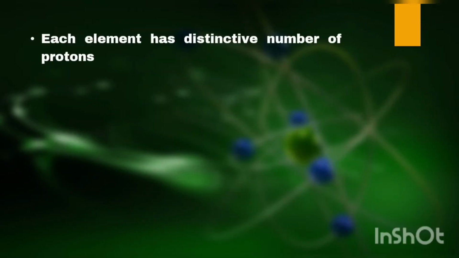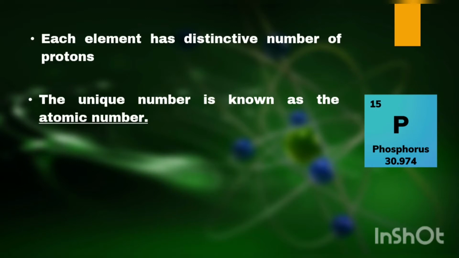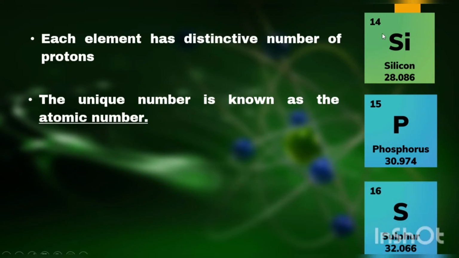Each element has a distinctive number of protons. The unique number is known as the atomic number. So therefore, we can say that the number of protons an element has is the element's atomic number. For example, phosphorus atomic number is 15 because it has 15 protons. Silicon's atomic number is 14 because it has 14 protons.